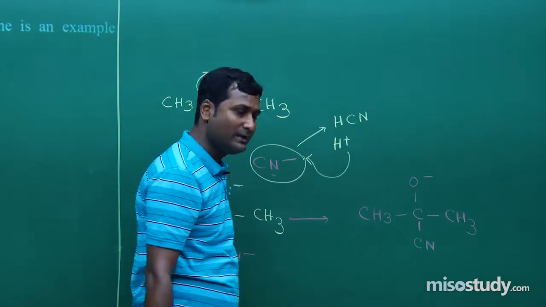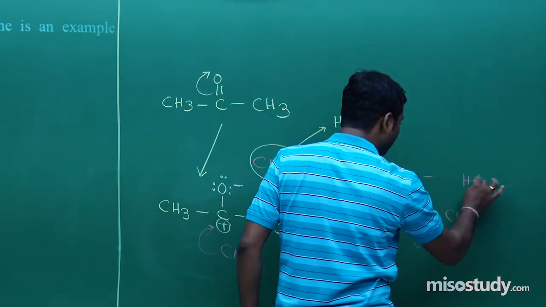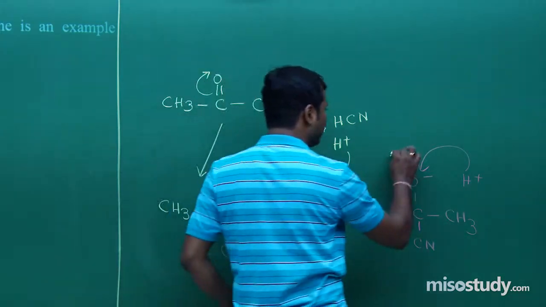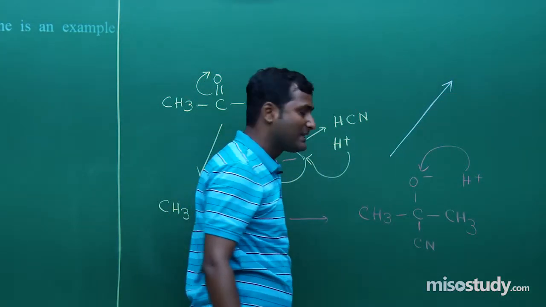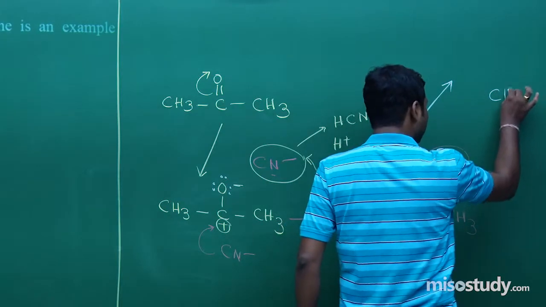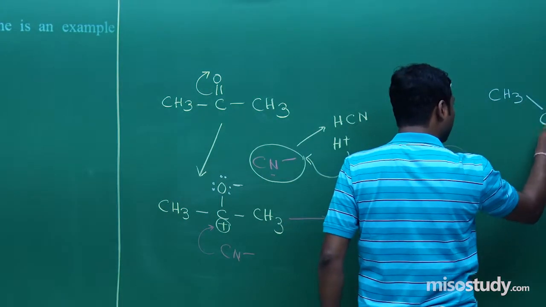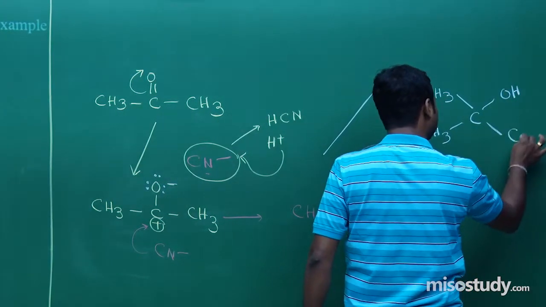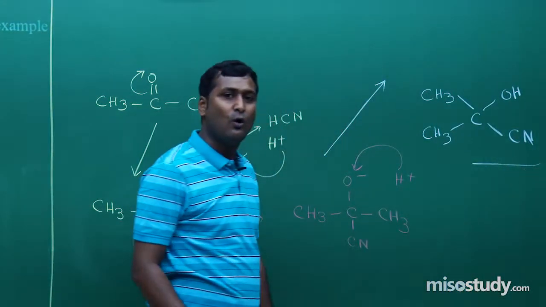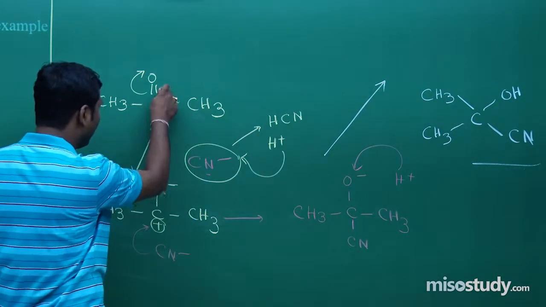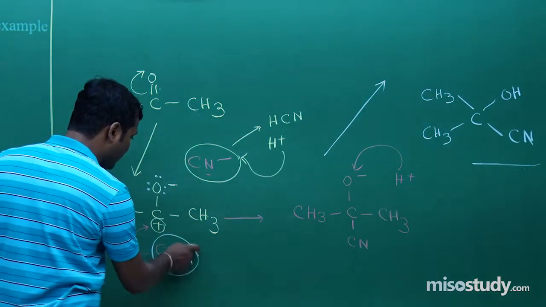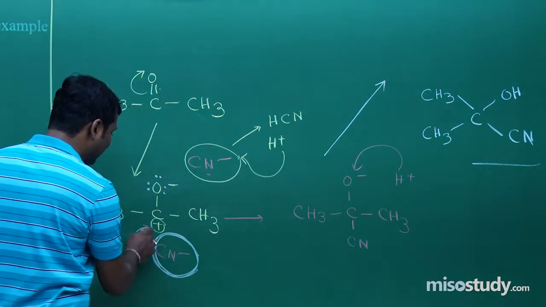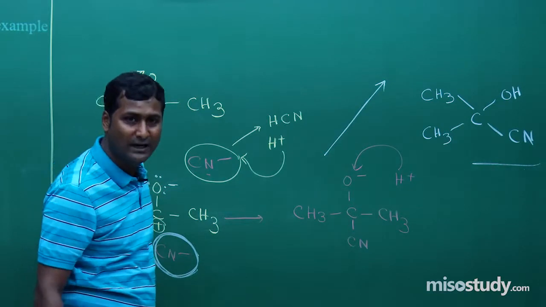Next, the H plus attacks this oxygen, and the final product is CH3, C, OH and CN, with CH3. Is it clear to you? What happened here? The double bond breaks and the addition of nucleophile takes place.